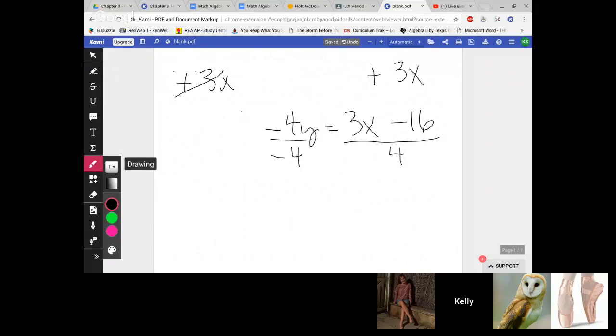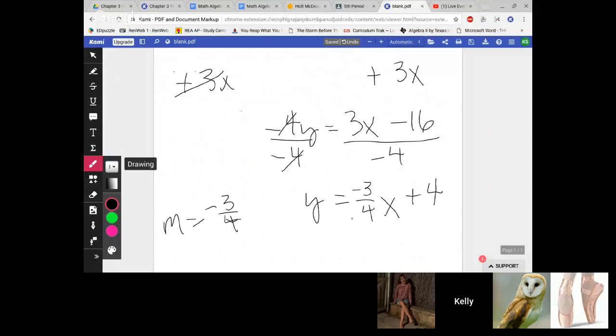By negative 4, actually. So that leaves me a y equals negative 3/4 x. And it doesn't matter where you put your negative when it's a fraction like this. You can put it up here or you can put it down here. Just one of them has to be negative. But this is negative 16 divided by a negative 4. So that's going to give me a positive 4. So my slope is negative 3/4.